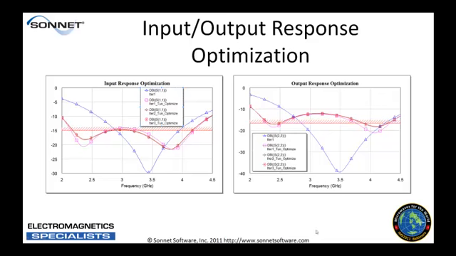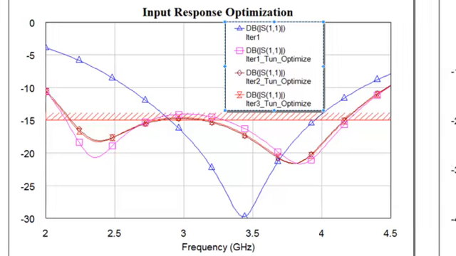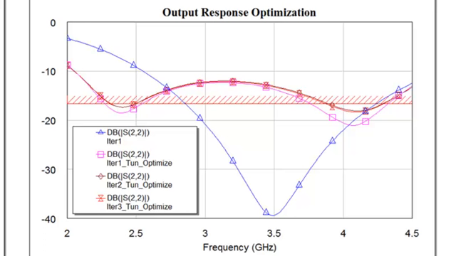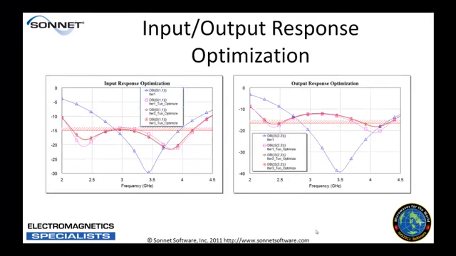Here in these plots, you can see how the progression has gone with the input and output response as we've gone from iteration pass to iteration pass. You can see pretty clearly in these graphs that we reached pretty close to the ideal response even after the first optimization turn.